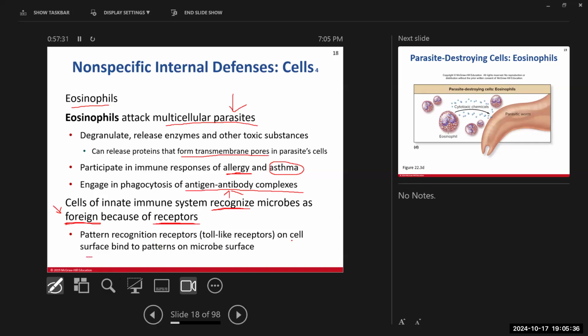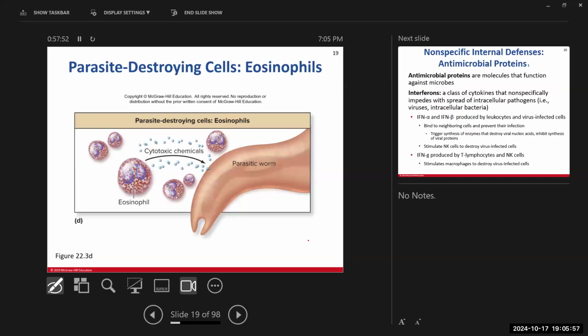They sit right on the surface of the cell. And so when natural killer cells or T lymphocytes come along and evaluate the cell to see if it's part of us or not, they will evaluate that receptor. If they recognize it, they move on. If they don't recognize it, then we have a different scenario going on. So here you can see how our eosinophils will attack a parasitic worm, for example.